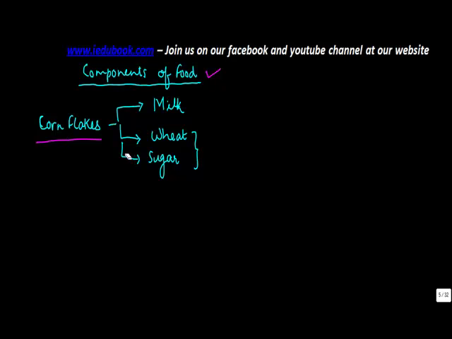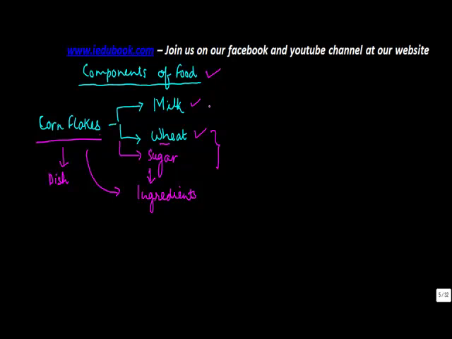Now normally when you would have cornflakes, you will use milk and you will use wheat. Wheat, when I say, I mean that cornflakes is made up of wheat. It contains some sugar and certain other things. Now, this is basically called a dish. All these three are called the ingredients. So we say that cornflakes consists of various ingredients, which are namely milk, wheat, sugar, etc.